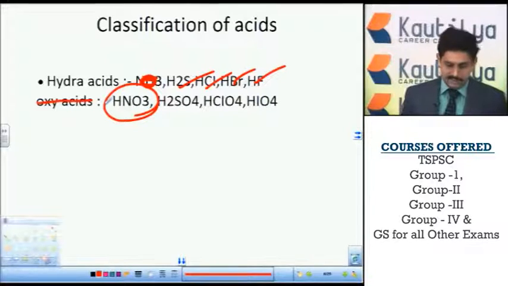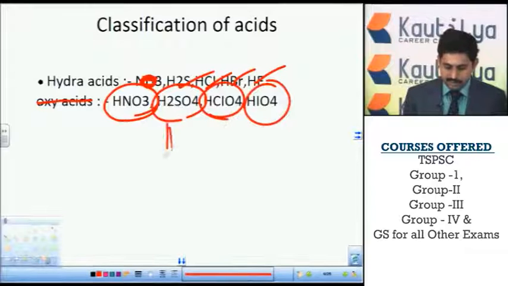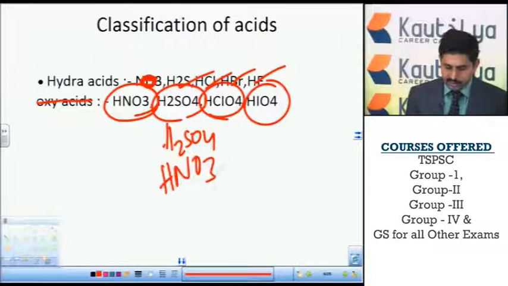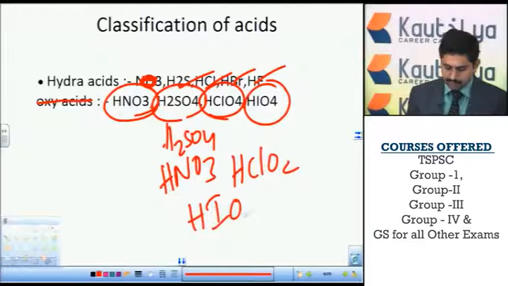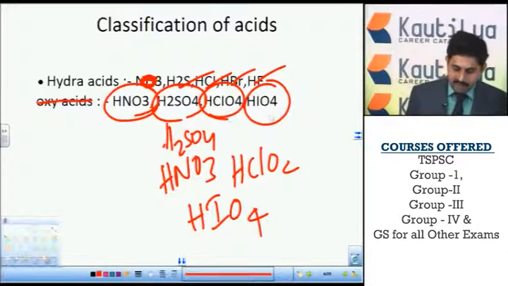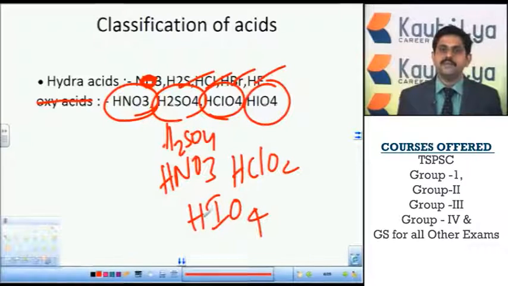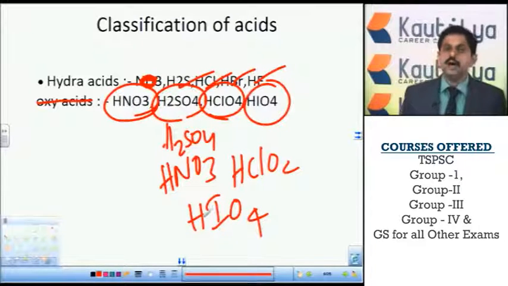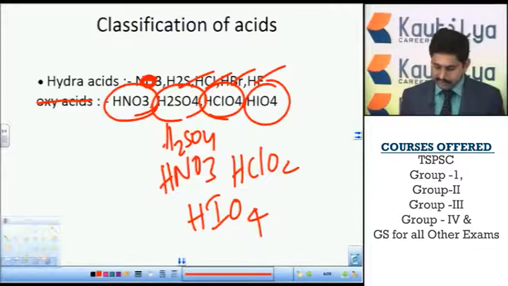The replaceable H plus ion is linked with the oxygen group, so they are called oxy acids. In all these cases, H2SO4, HNO3, HClO4, HIO4, these are chlorate, iodate, nitric acid and sulfuric acid. These acids are called oxo acids because the replaceable H plus ion is linked with the oxygen. Here it is not directly linked with any other element.